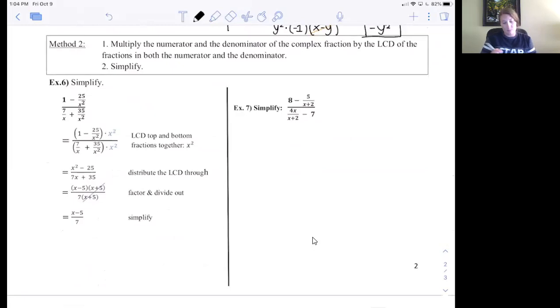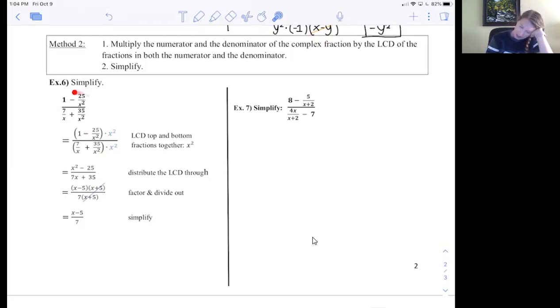Okay, so that's the way, well, I don't know which way you're going to think is simpler. That's one way to do it. The other way to do it is this method 2, which they're describing right here. So with this method 2, you're going to find the least common denominator of the fractions in the bottom and the top, and you're going to multiply that LCD by the whole thing. So I'm just going to walk through this step.